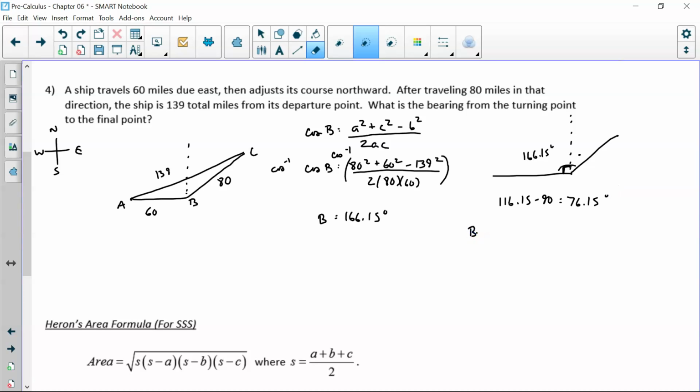So our bearing is north, 76.15 degrees towards the east. That's the bearing. And that's just another application of the law of cosines.